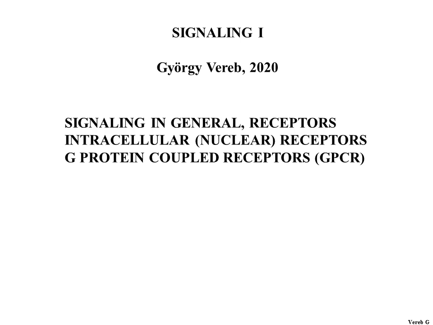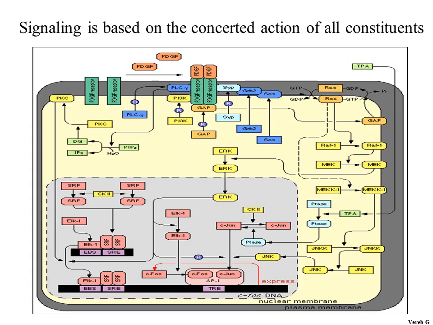Hello everyone. In this presentation I'm going to start a series of lectures that are about cell signaling. In this first lecture I'm going to talk about signaling in general, about the various receptors that are involved, particularly and specifically I will detail intercellular or nuclear receptors and G protein coupled receptors. First of all, we have to clarify what signaling is.